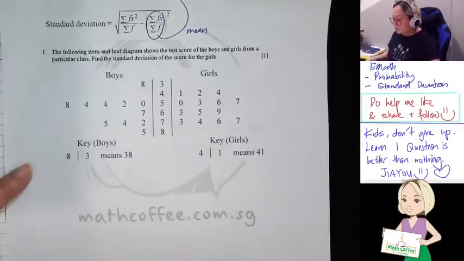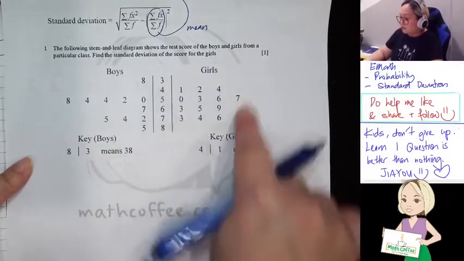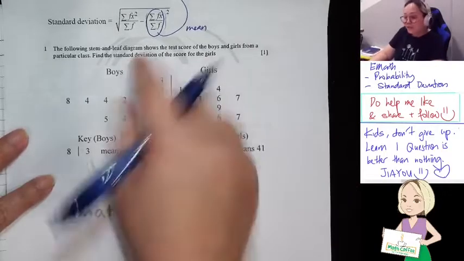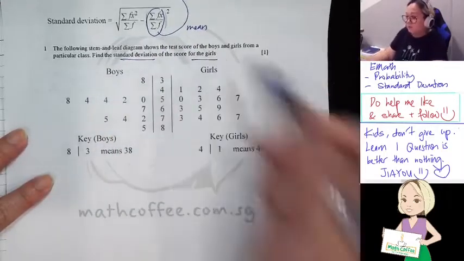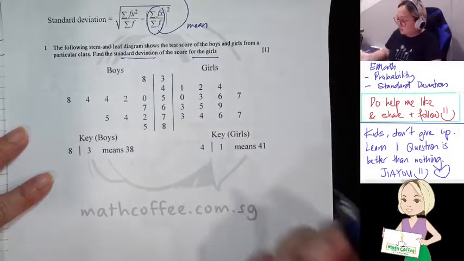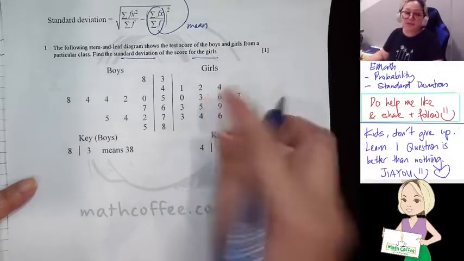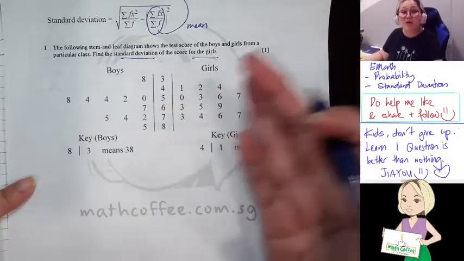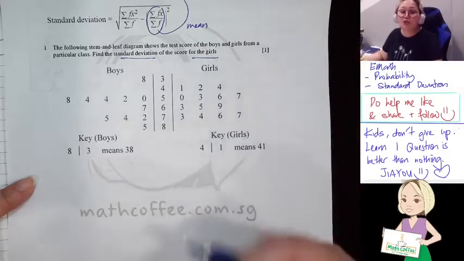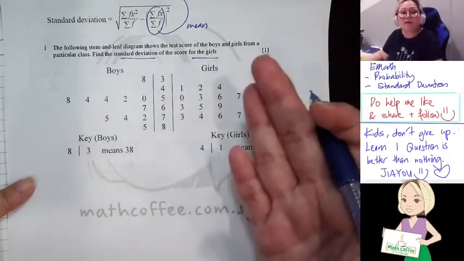Let's take a look and find the mean of the girls first, because I'm supposed to find the standard deviation of the girls. So how do you find the mean of the girls? The bad news is you have to add all the individual data, because there is no frequency table and all the data is only 1.